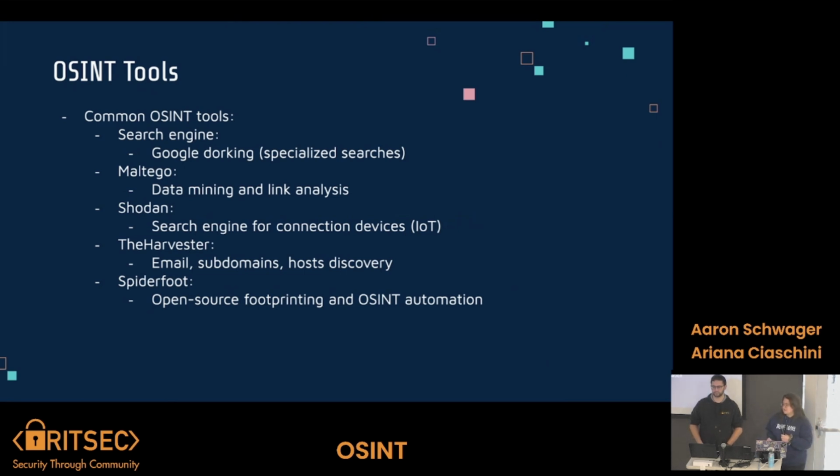Other tools like Shodan, theHarvester, and Spiderfoot follow the same idea. They help you to find all of these different connections. Shodan is used a lot for IoT devices, and theHarvester and Spiderfoot are a lot more open source, like email, subdomains, and pretty much anything else you can use to link somebody to a certain account that you're looking for.